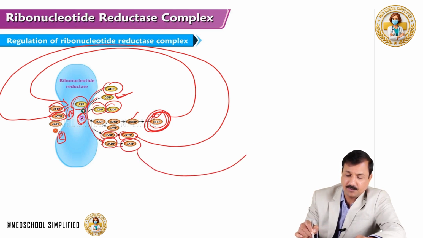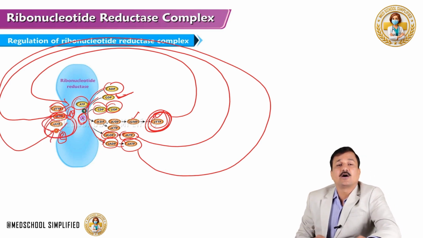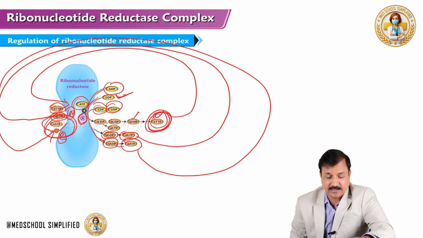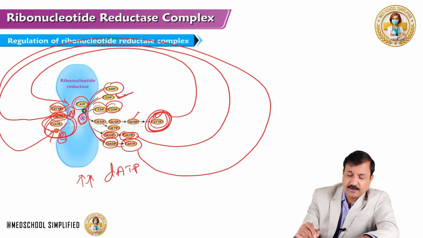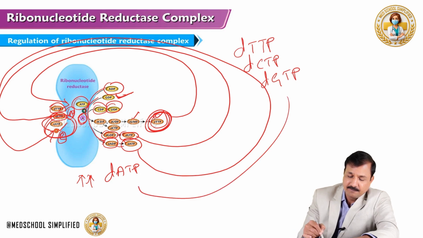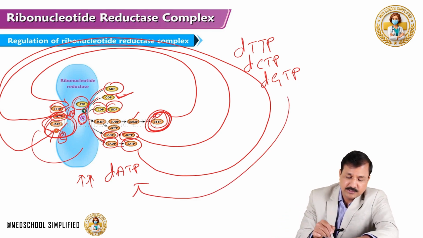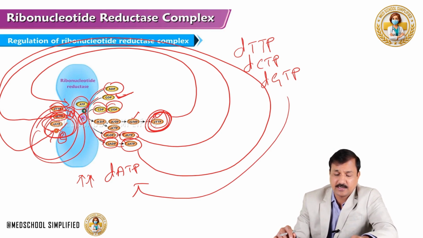When there is sufficient dATP, this will come and bind to the regulatory site, and it's going to inhibit or decrease the activity of ribonucleotide reductase enzyme. That means by the time dATPs are elevated in the cytoplasm, by that time other deoxynucleotide triphosphate forms are already elevated. That means dTTPs are sufficiently available, dCTPs are sufficiently available, and also dGDPs are sufficiently available. Then only there will be an increase in dATP, which will go and bind to the regulatory site and act as a negative modulator on ribonucleotide reductase enzyme.